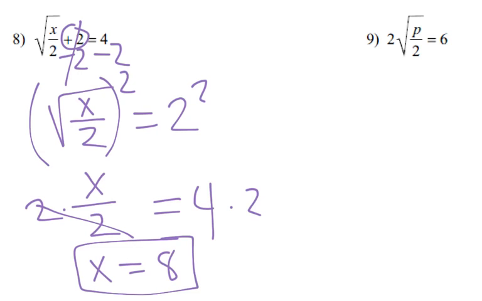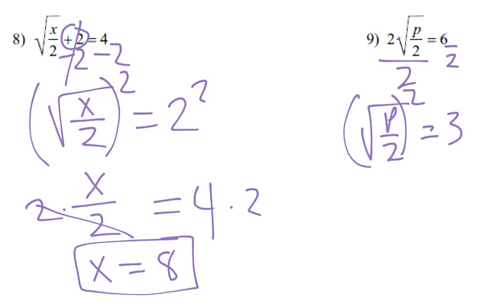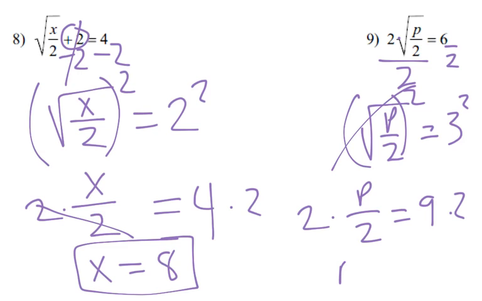for our answer. On number 9, it's 2 times the square root of p over 2, so I divide by 2, giving me the square root of p over 2 equals 3. 6 divided by 2 is 3. So now we can square them. And we end up with p over 2 equals 9, times by 2, and p equals 18.